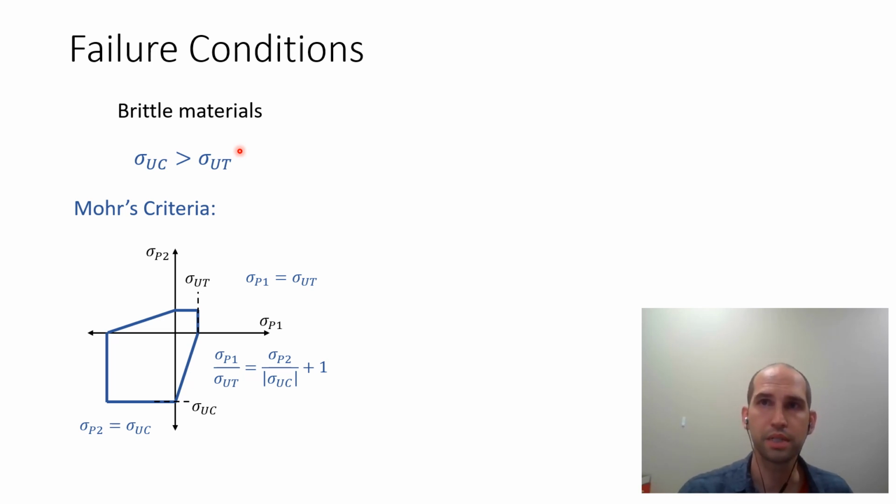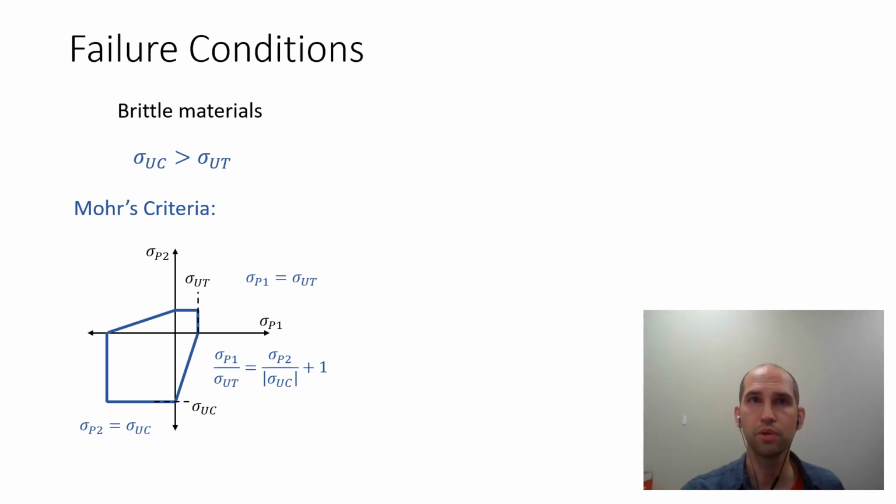When the principal stresses are both positive, so we're in this top right quadrant, our failure condition is when the first principal stress becomes larger than the ultimate tensile strength. Similarly, when both our principal stresses are negative, our failure condition is when the second in-plane principal stress becomes larger than the ultimate compressive stress. When we have one positive and one negative principal stress, the failure boundary is given by the equation of the line between the ultimate tensile and ultimate compressive stresses.